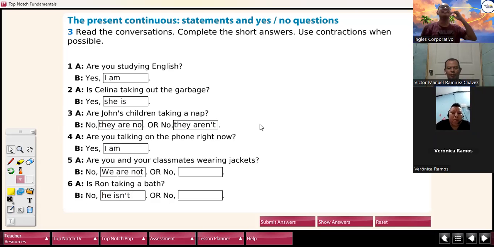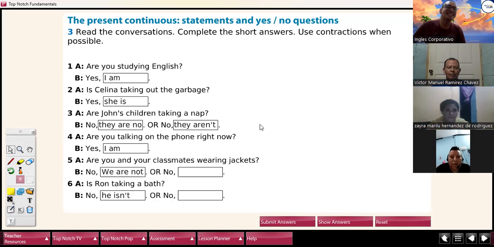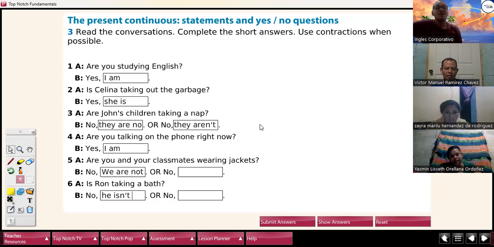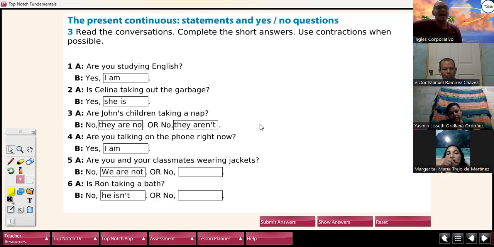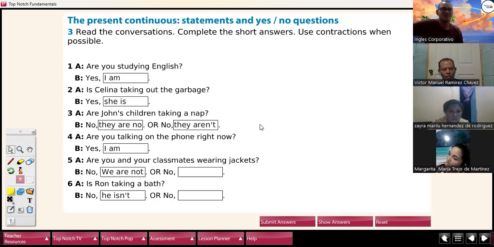Okay, now everybody repeat, please. Are you studying English? Yes, I am. Is Selena taking out the garbage? Yes, she is. Are John's children taking a nap? No, they aren't. Are you talking on the phone right now? Yes, I am. Are you and your classmates wearing jackets? No, we aren't. Is Ron taking a bath? No, he isn't. That's perfect.